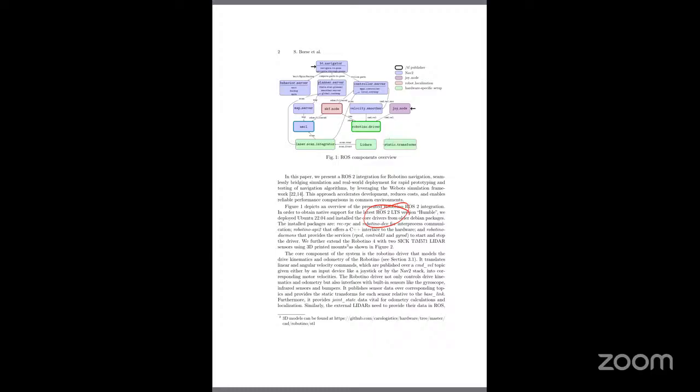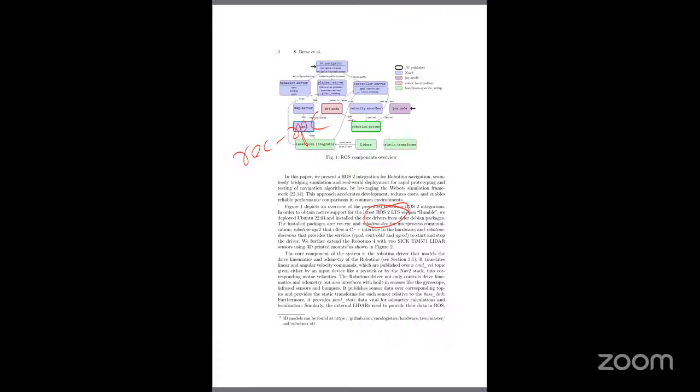What are the main packages they have installed? One is RPC, remote procedure call. We have different software services, right? In order to communicate between different software services, they have used the remote procedure call package. Then Robotino dev. These are the files required to develop a Robotino application, including libraries, header files, etc.